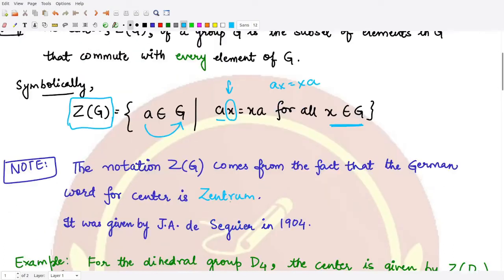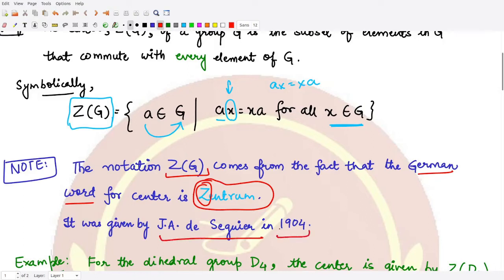So here you see that we are using this notation Zentrum. What does this tell us, and where does it come from? The notation Z(G) comes from the fact that the German word for center is Zentrum. That is why we are using the symbol Z of G, and it was given by J.A.D. Senguer in 1904.